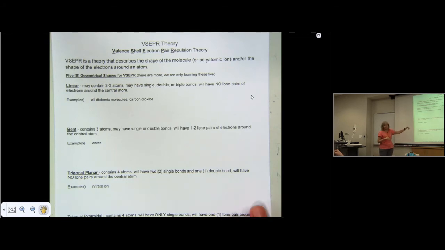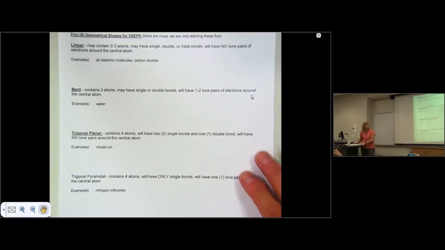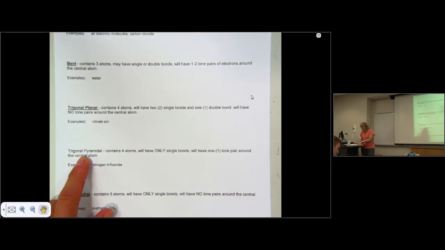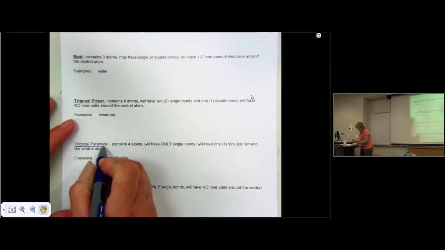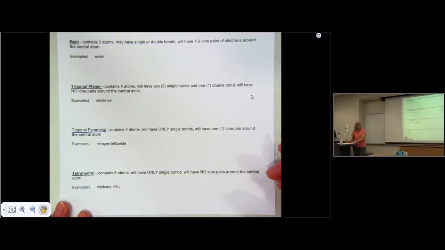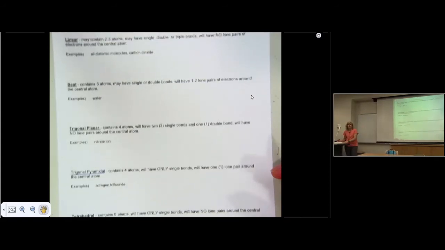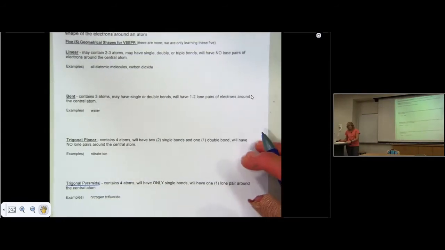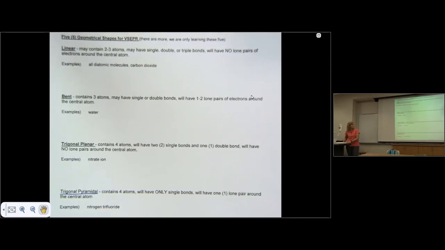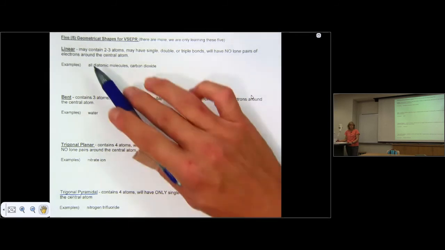So I'm expecting you to know the 5 shapes, and these are the 5 shapes that I want you to know. Linear, bent, trigonal planar, trigonal pyramidal. I don't know why I didn't bold it and underline it, but it is another shape. And tetrahedral. These are the 5 geometrical shapes that we are going to learn. So what I have done on each of these is I have been extremely specific and told you exactly what to look for so that you can get these shapes correct.